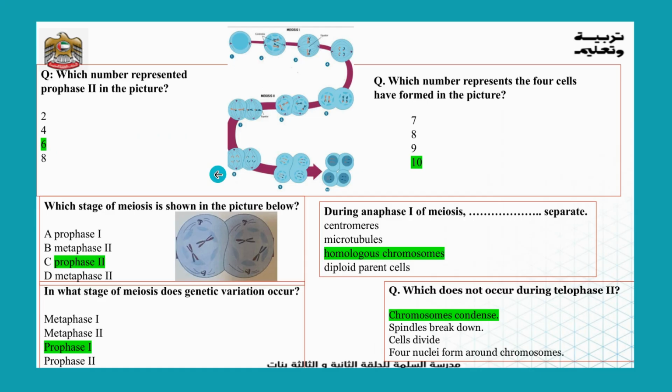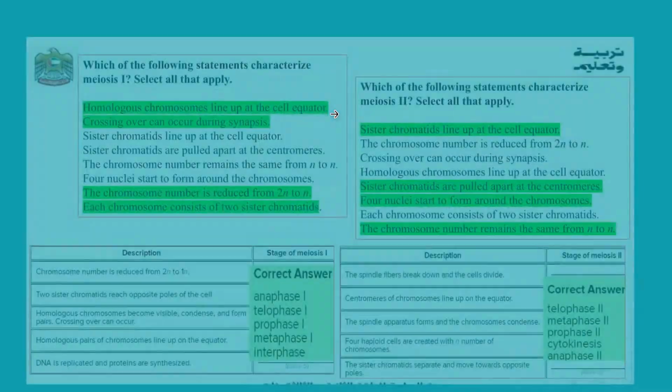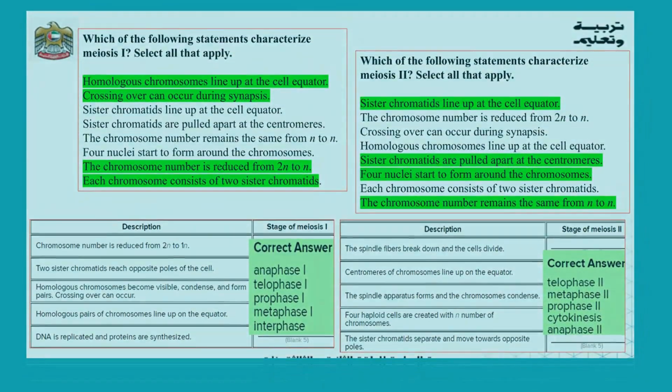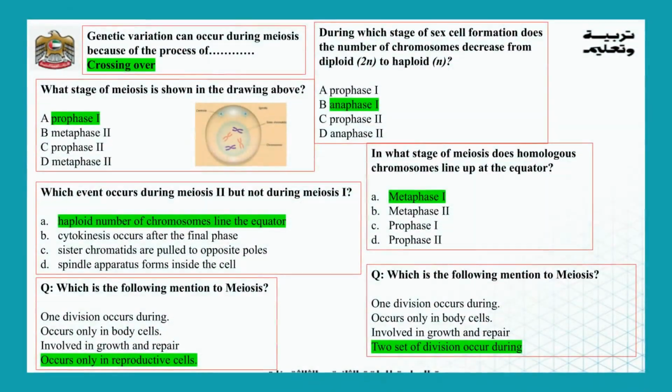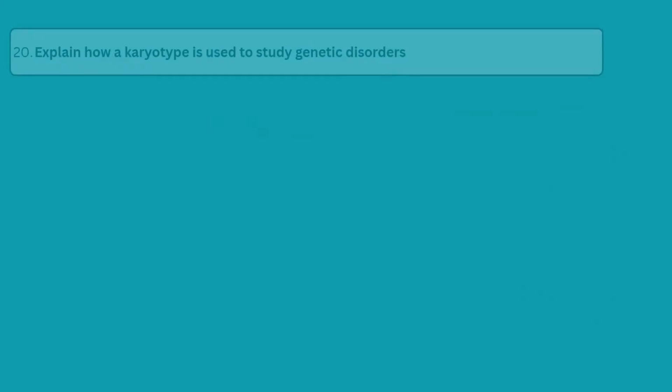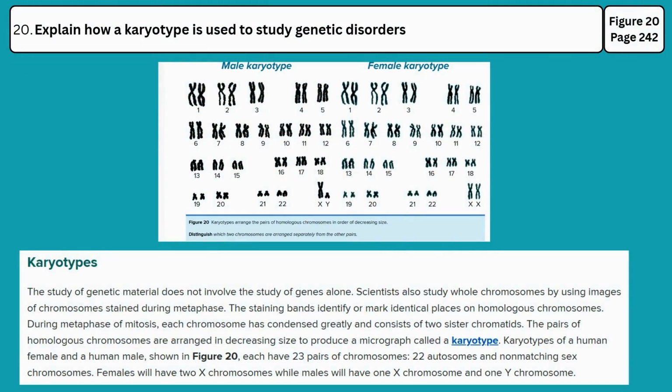So phase 6 is prophase 2. These are the questions based on that. All questions are based on that. Meiosis. Many questions here. Too many, you can just pause and have a look. Then we come to question number 20.